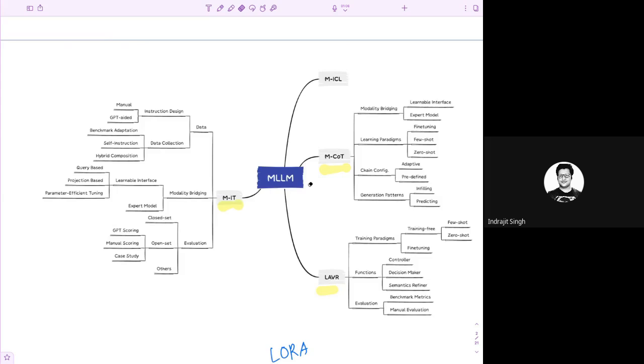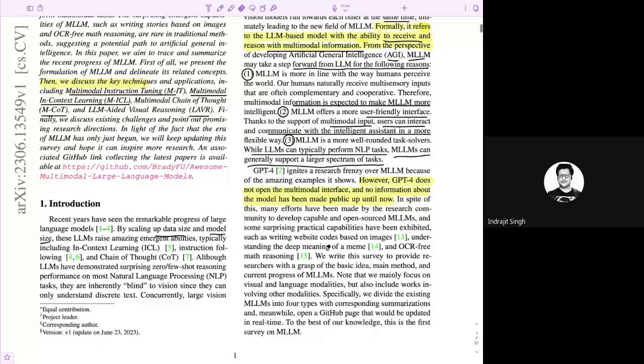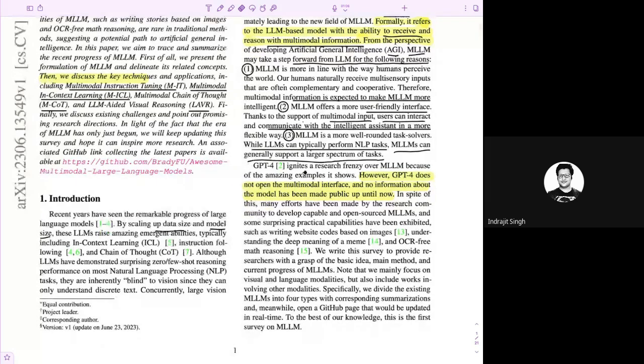Again, those discussions are around the same thing that we are talking about, multimodal language models. Now, GPT-4 ignited a research frenzy over MLLMs because of the amazing examples it shows. However, GPT-4 does not open a multimodal interface, and no information about the model has been made public up until now. This is what this paper is talking about.